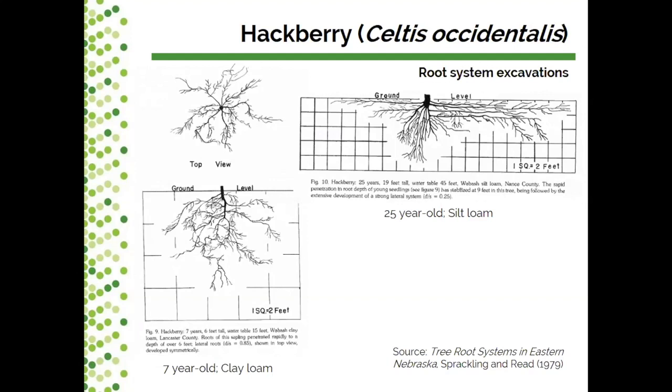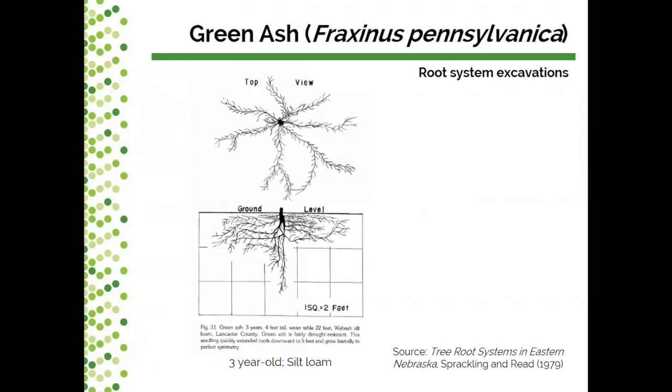And I like this one because it has a kind of similar shape, but you can see that the roots on one side have found nicer soil or more water, just a better soil to explore. So it's kind of double or triple the biomass on one side.